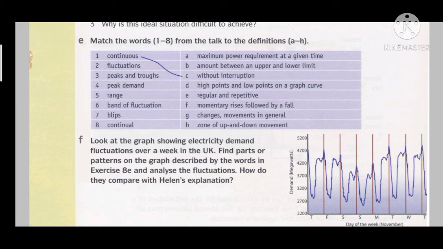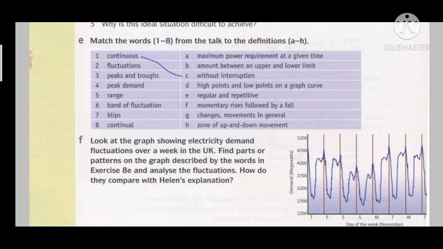Okay, number 7, blips. Momentary rises followed by a fall. F. يبقى صعود ملحوظ لحظي، بنصعد لحظي، ارتفاع لحظي، جاي وراه نزول للقاع.